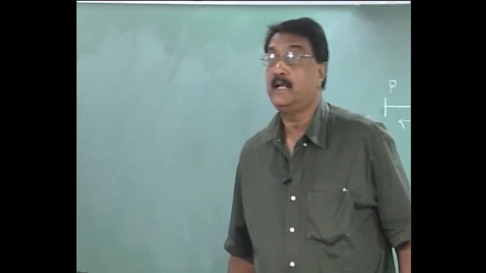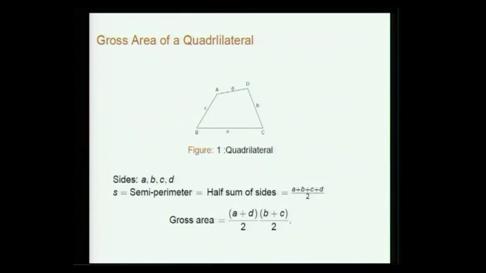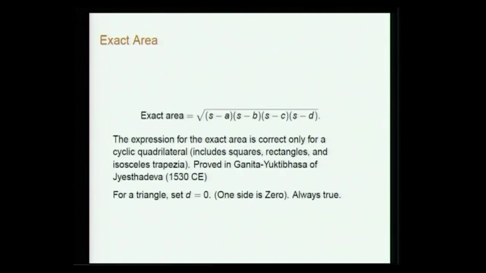So if you have a quadrilateral like this, with sides A, B, C, D, then S, the semi-perimeter, is half the sum of the sides, that is (A plus B plus C plus D) by 2. The gross area is taken to be (A plus D) by 2 into (B plus C) by 2, and it is called the approximate area. The exact area is given by this expression: square root of (S minus A) into (S minus B) into (S minus C) into (S minus D).